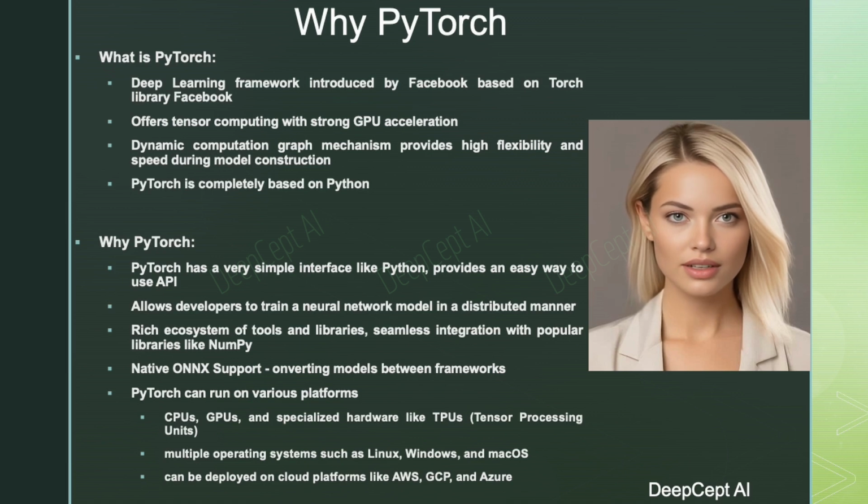Moreover, PyTorch's versatility is evident in its ability to run on various platforms, including CPUs, GPUs, and specialized hardware like TPUs, as well as multiple operating systems such as Linux, Windows, and macOS. It can also be deployed on cloud platforms like AWS, GCP, and Azure, ensuring scalability and accessibility for deep learning projects across diverse environments. It also seamlessly integrates with the Open Neural Network Exchange, ONNX, format. ONNX is an open standard for representing deep learning models, allowing interoperability between different frameworks.